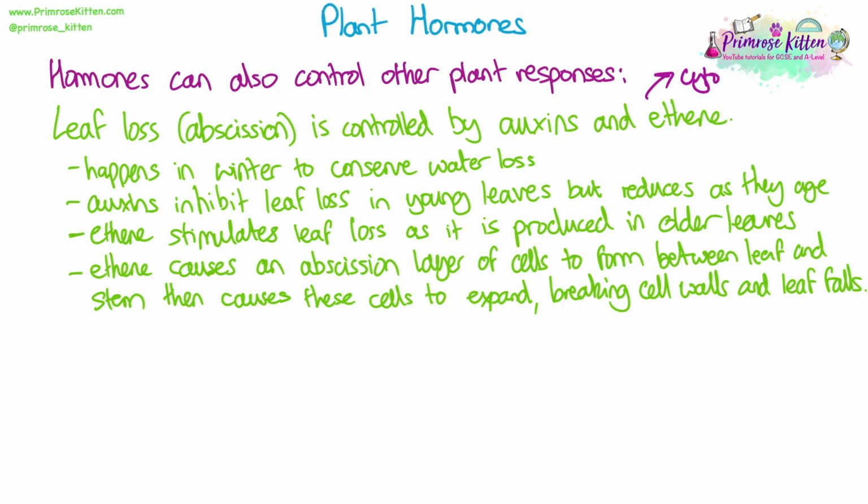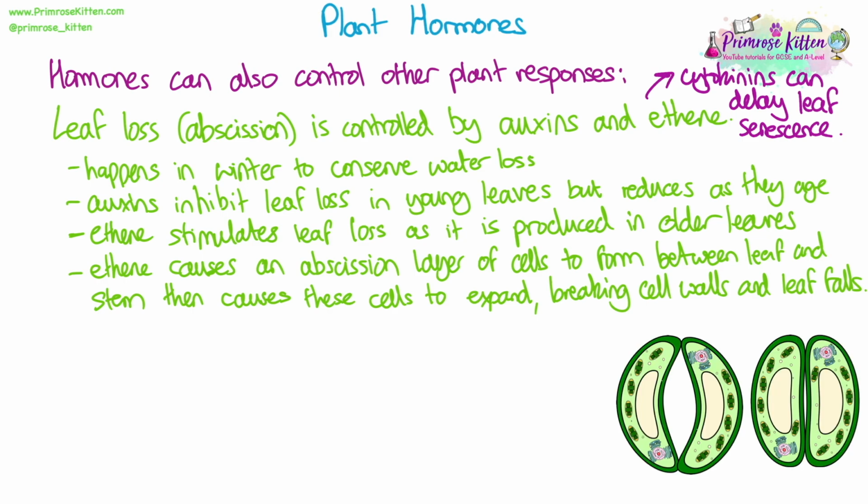Again, there is an interaction here with cytokinins, so we can get an interaction between the cytokinins, the auxins, and the ethene, because cytokinins can inhibit this and delay leaf senescence or leaf drop, which can be useful in some industries to try and prevent that. One example is to try and prevent the yellowing of leaves like lettuce once they've been cut and are ready to be sold.